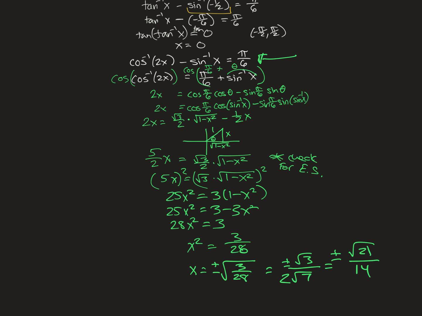Now hopefully you can put it into your calculator. Okay, so hopefully you saw that the only one that worked was the positive, so root 21 over 14. All right, so that's probably a good place to end. Okay, so there you have it.